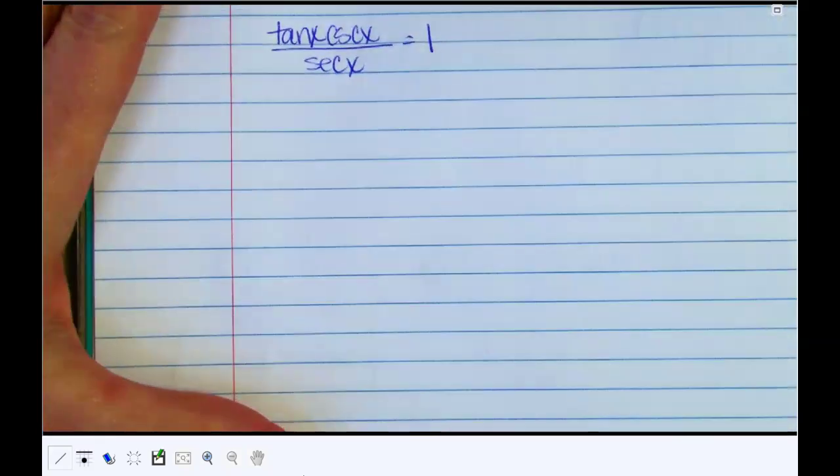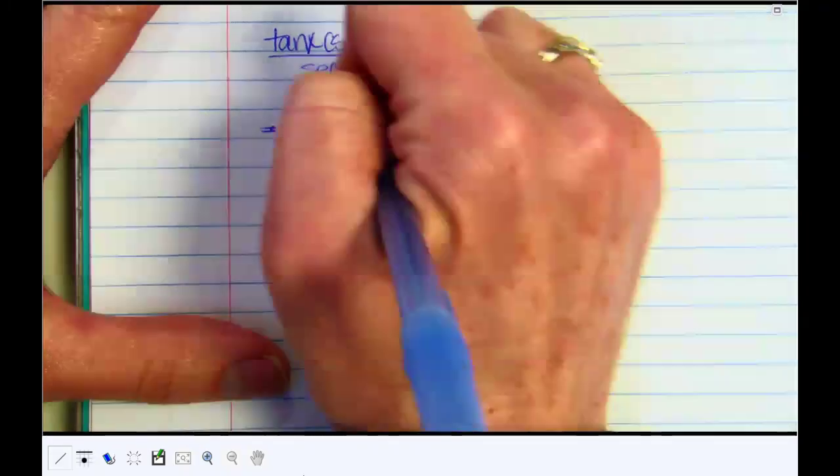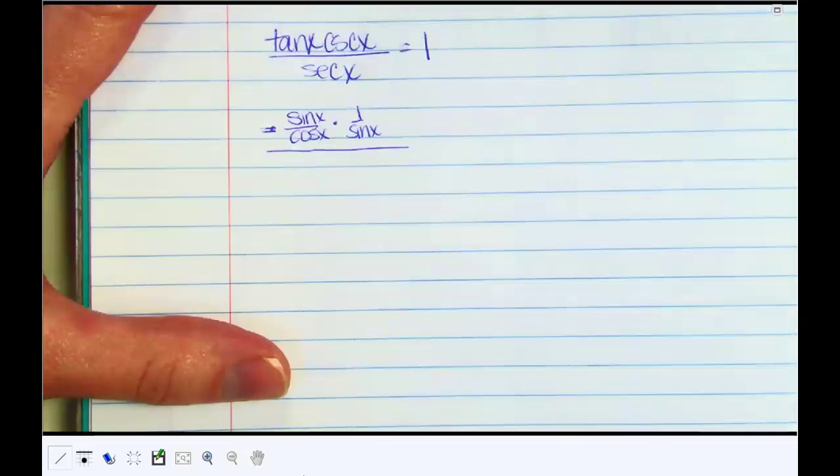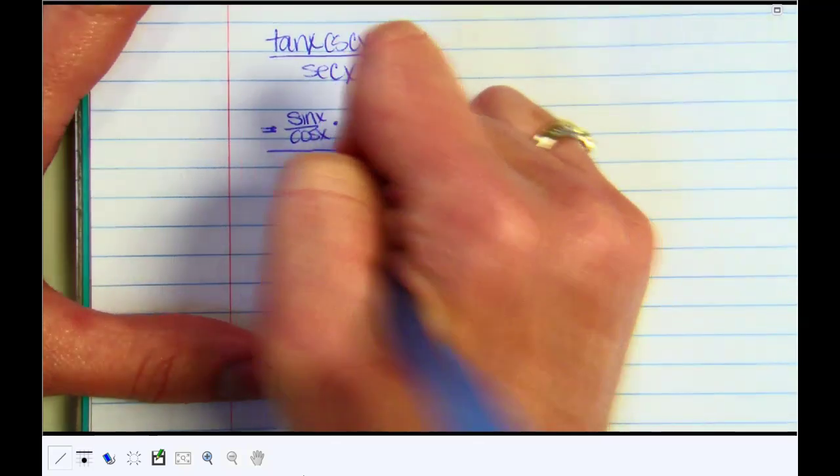So it ends up with a messiness of fractions. Okay, so tangent is sine over cosine. Cosecant is what? 1 over sine. Okay, there's the big fraction. And then what is secant equal to? Okay, 1 over cosine.